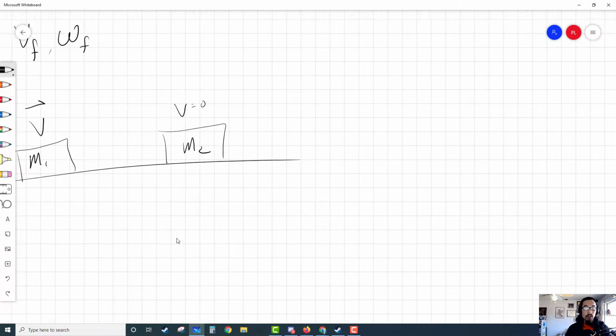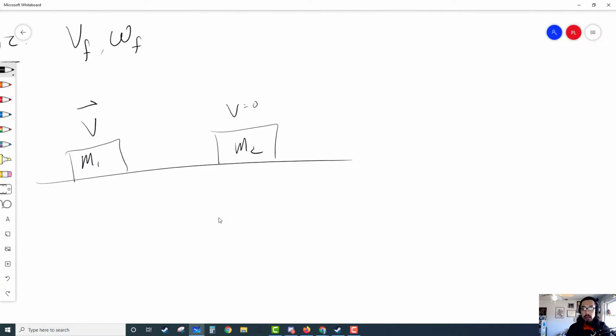All right, now I'm going to come up with the two scenarios. I'm going to draw an arrow. This is the inelastic. In the inelastic, the two carts collide and they stick together and they move off in one direction with the same final velocity.